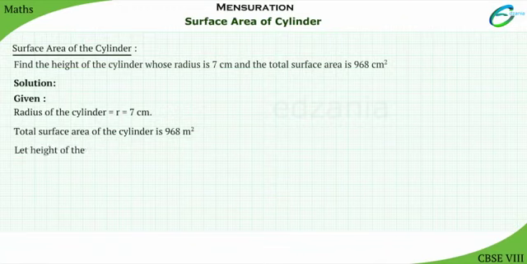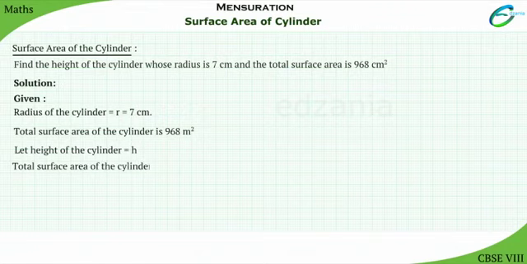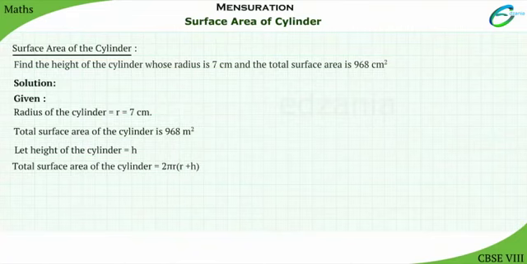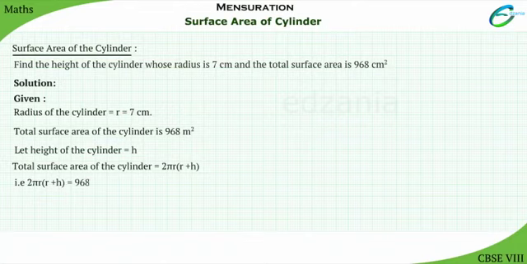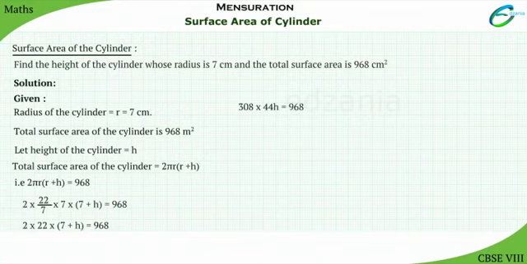Let the height of the cylinder be h. We know the total surface area of a cylinder is 2 pi r times (r plus h). Therefore, from the given data, we can write 2 pi r times (r plus h) is equal to 986. By solving this, we get 15 centimeters. Hence, the height of the cylinder is 15 centimeters.